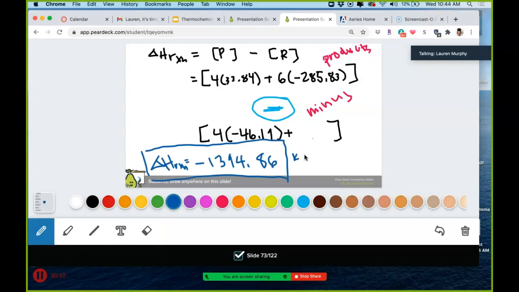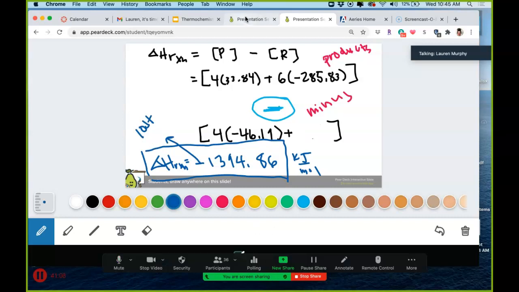Oh, sorry, the units are kilojoules per mole, meaning this reaction is exothermic, and this is how much energy is released. How do I know it's exothermic? Because the sign is negative. That minus means lost, given off, produced, released, exothermic.